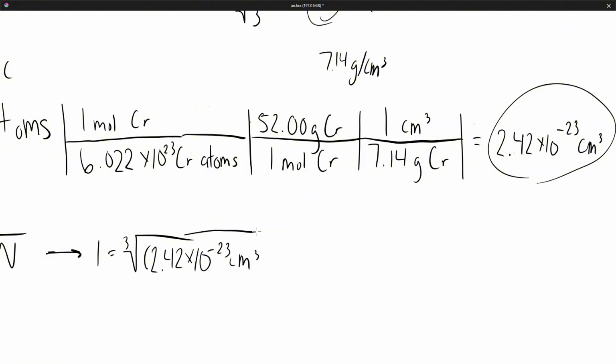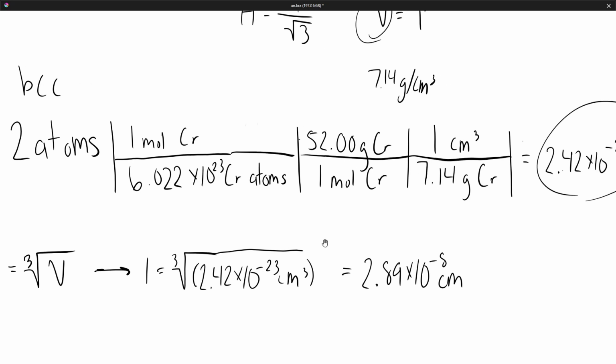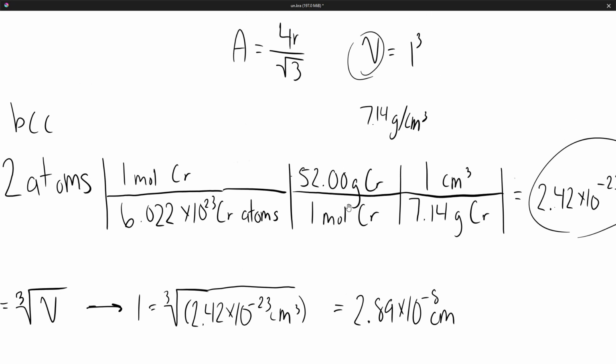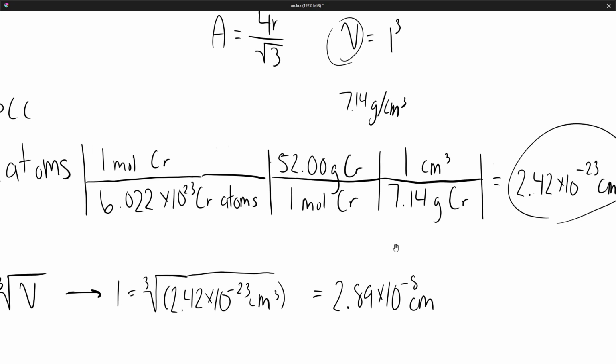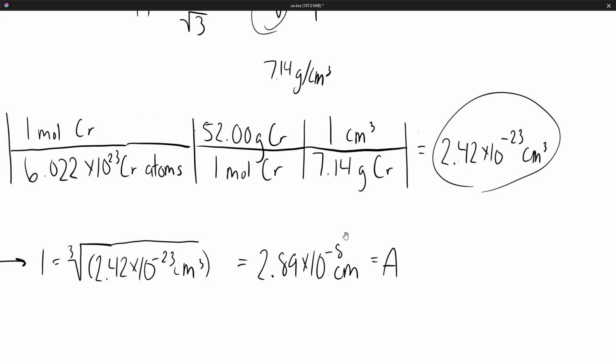Like so. Let me fix that real quick. Boom. Yeah. So that gave me 2.89 times 10 to the negative 8 centimeters. So this is our edge length. Remember, since we're working with a cubic unit structure, it's a cube, which means all the lengths are the same. So this is our edge length, A.